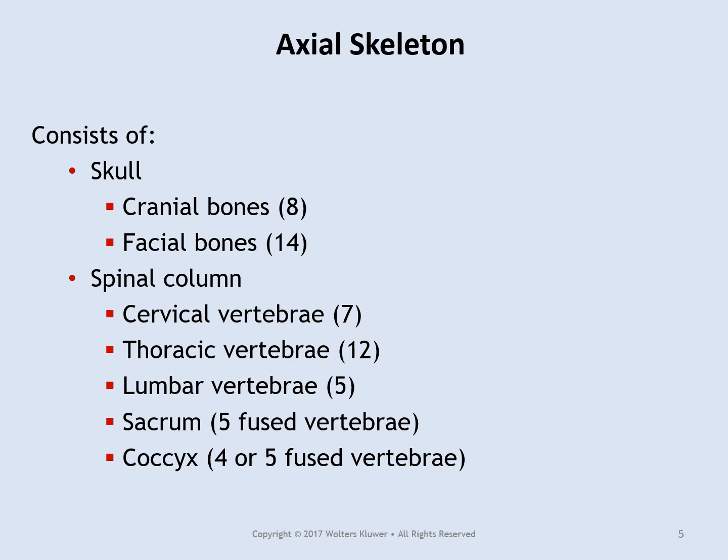Let's start with the axial skeleton. There is a skull. There are 8 cranial bones, 14 facial bones. In the spinal column, there are 7 cervical vertebrae, 12 thoracic vertebrae, 5 lumbar vertebrae, and 5 fused vertebrae in the sacrum, and the coccyx at the very end is 4 to 5 depending on the individual, and it varies from person to person.